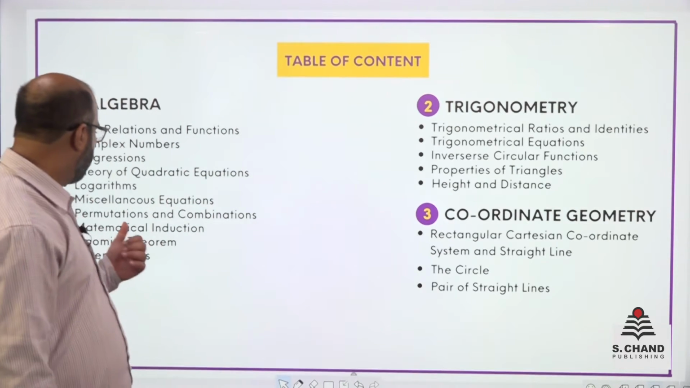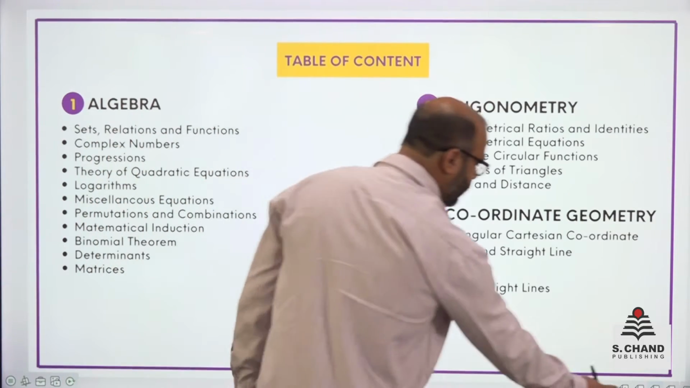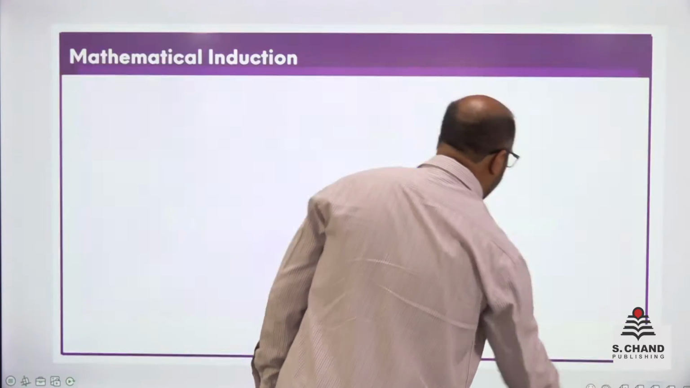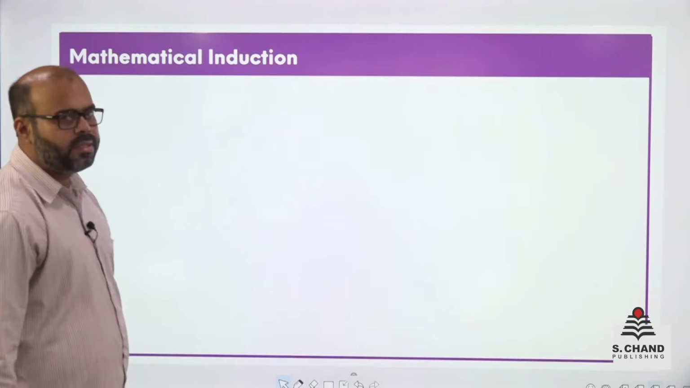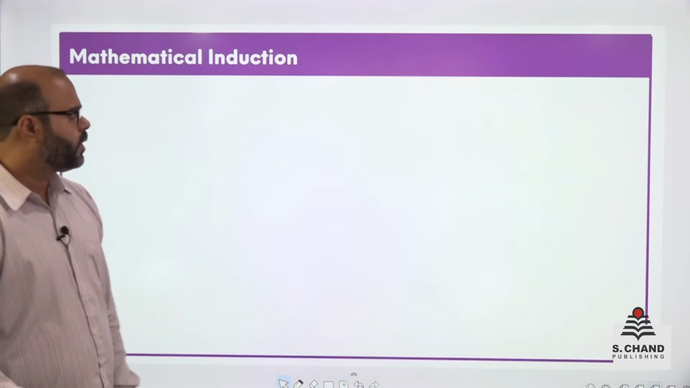The chapter which we will start now is the chapter Mathematical Induction. Last class we did permutation and combination. So let us see some basic theory of mathematical induction. It is a small chapter, not a big chapter.